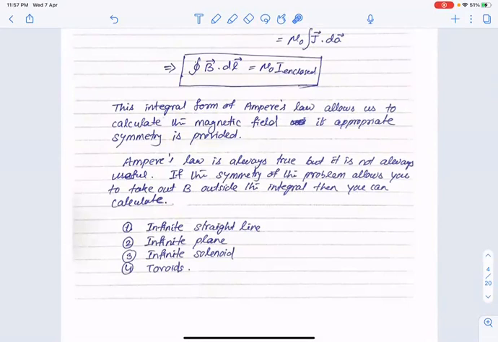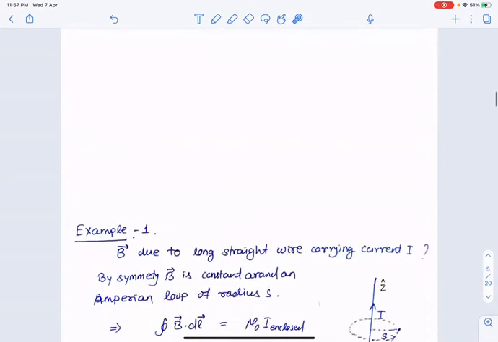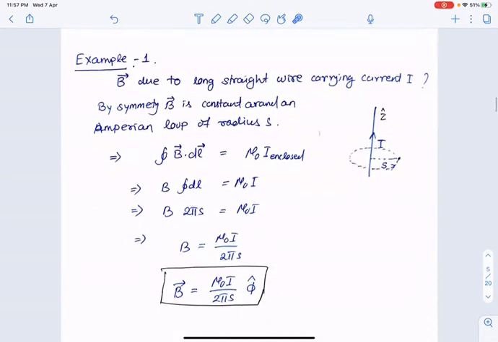It turns out that you can use it in the following scenarios. If you have an infinite straight wire, or an infinite plane, or an infinite solenoid, or a toroid. We'll take a couple of examples, particularly for the straight line. The rest you can take as an assignment and see how Ampere's law helps you calculate the magnetic field B. Let me first start with a very simple example, which you have already done using Biot-Savart's law.